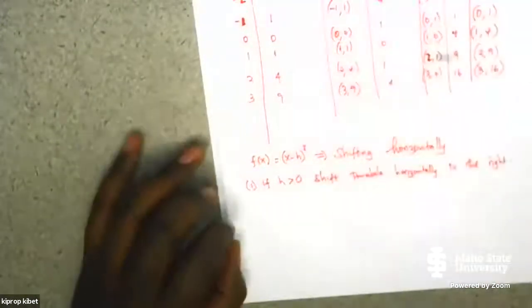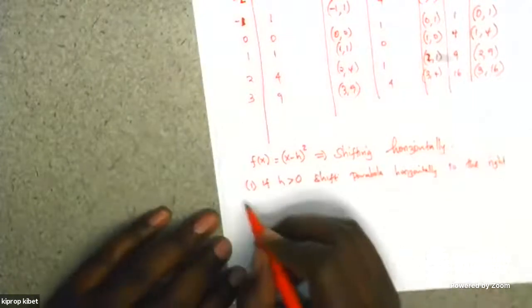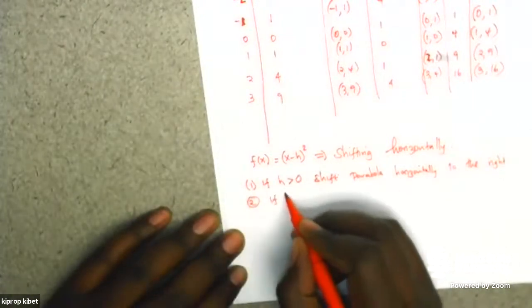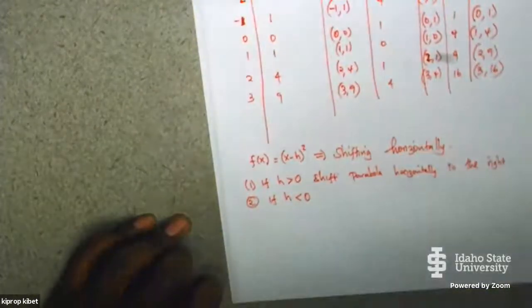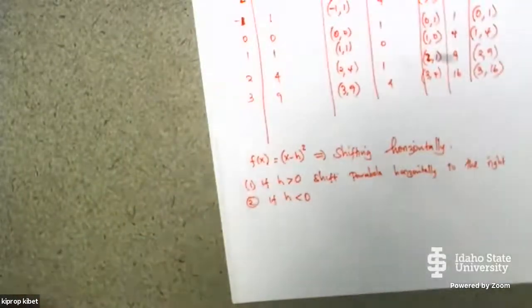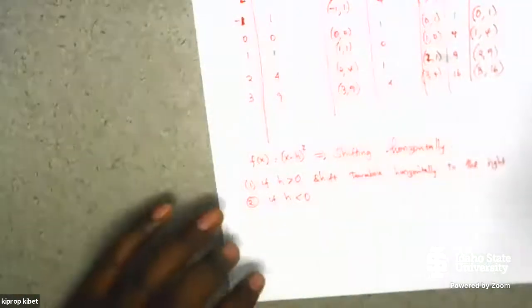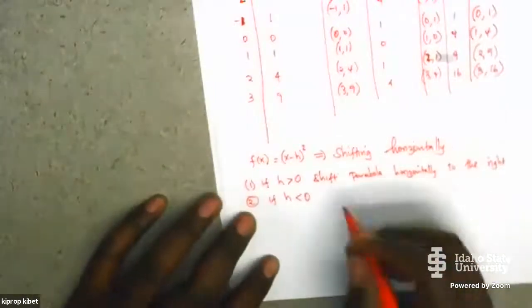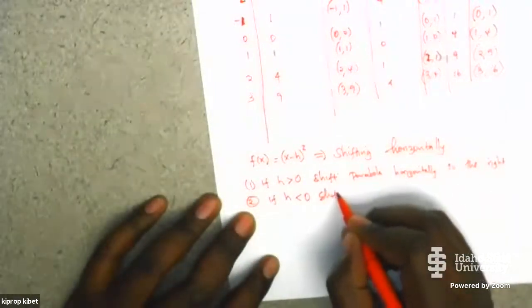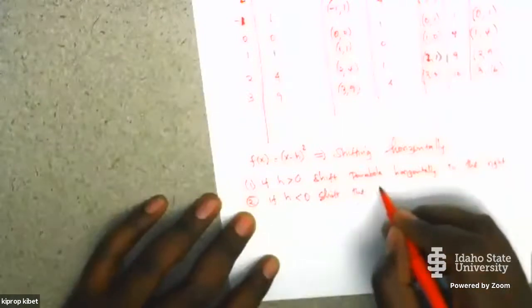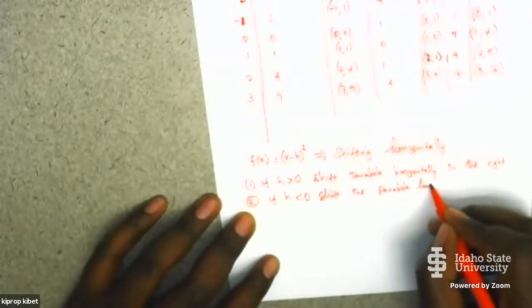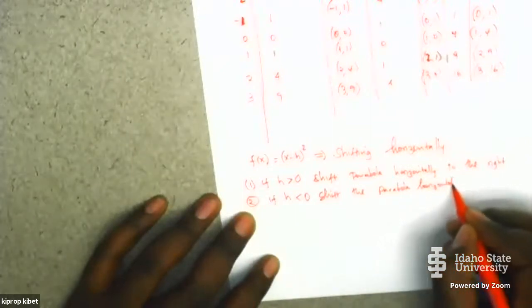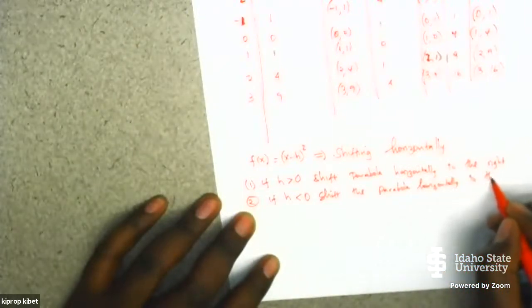Now, number 2, if h is less than 0, means it is negative. Then it means it is doing what? Shifting the parabola horizontally to the left.